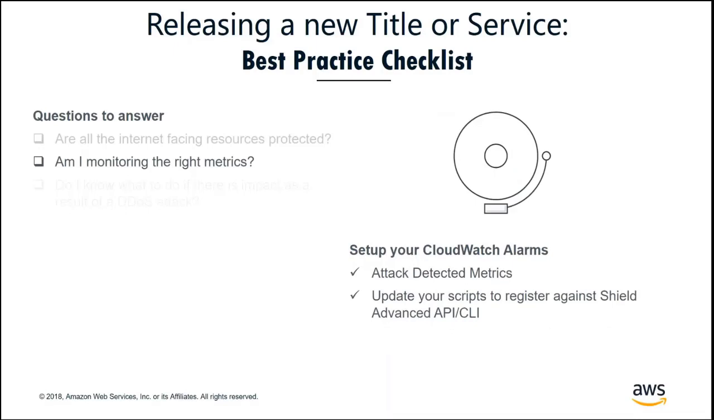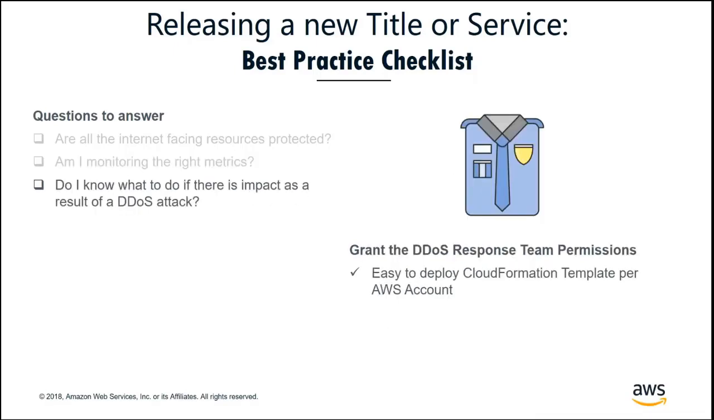The second question you'll want to ask is, are you monitoring the right metrics? I went over the CloudWatch metrics already. You want to know when you're detecting an attack, and also how to connect those CloudWatch alarms to any operations side activities like paging the right team, or documenting a ticket or anything like that. And the third question you'll want to ask is what to do as the result of impact of an attack. How do I engage the DDoS response team? What are the right steps to take? How long will it take? And we'll show you how to do that.